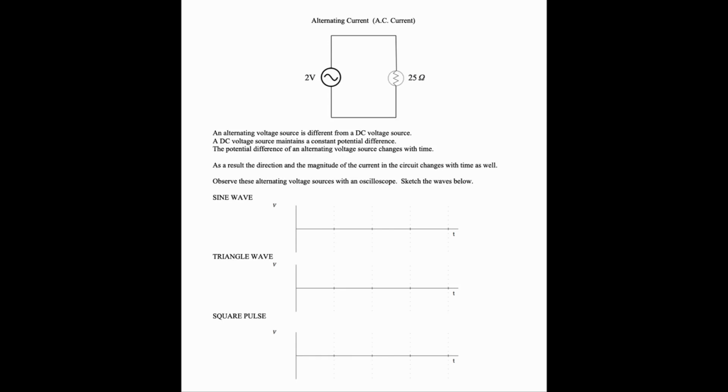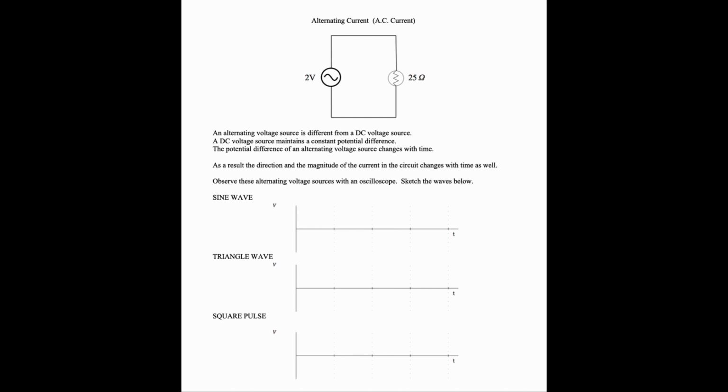An alternating voltage source is fundamentally different from a DC voltage source. Whereas a DC voltage source maintains a constant potential difference, the potential difference of an alternating voltage source is always changing with time. And as a result of this, the direction and the magnitude of current in the circuit will change with time as well.